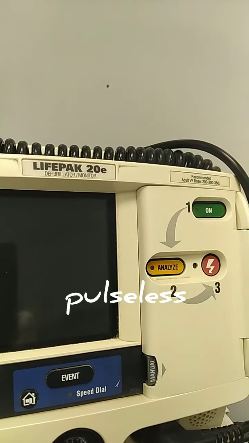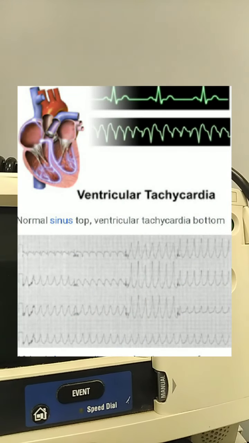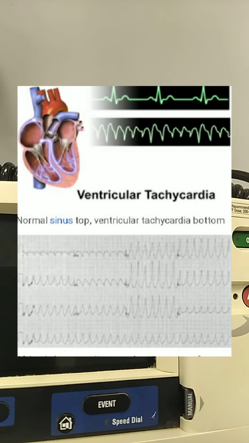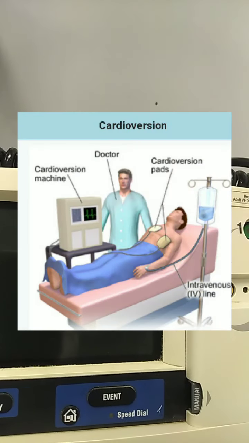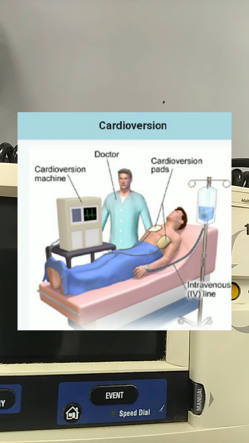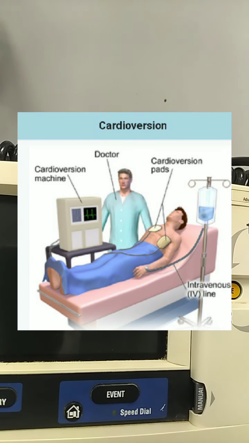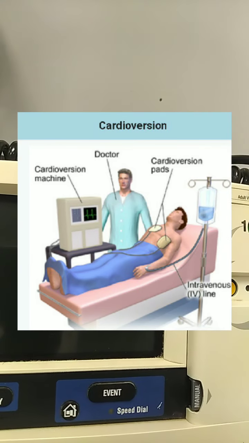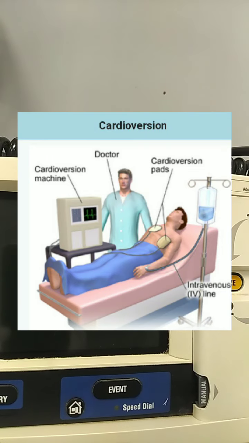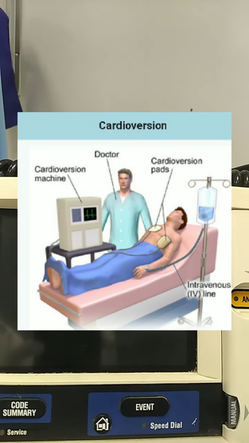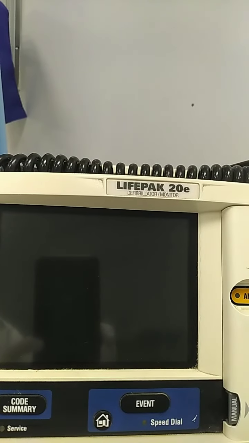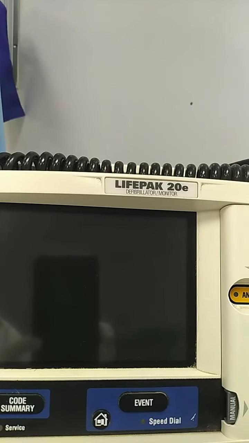The shockable rhythms are the following: ventricular tachycardia and ventricular fibrillation. And cardioversion is a synchronized administration of shock during the R waves and QRS complex of a cardiac cycle. It is a process that aims to convert arrhythmias back to sinus rhythm.